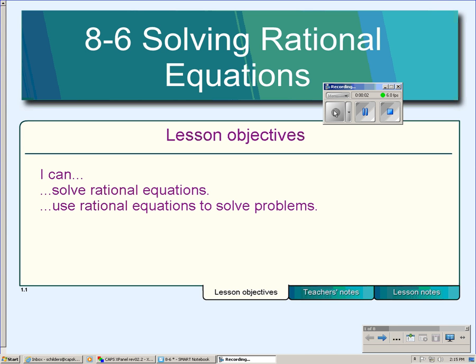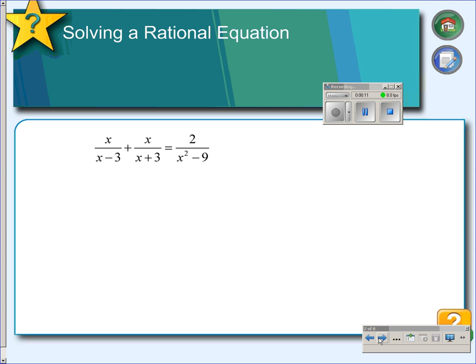This is lesson 8.6. It's about solving rational equations. So in this lesson we'll learn how to solve rational equations. Here's a rational equation.